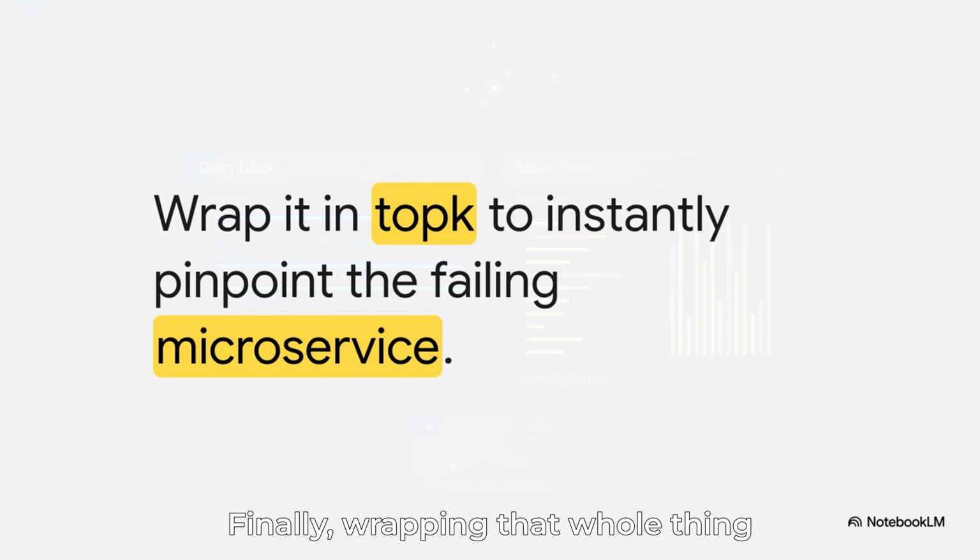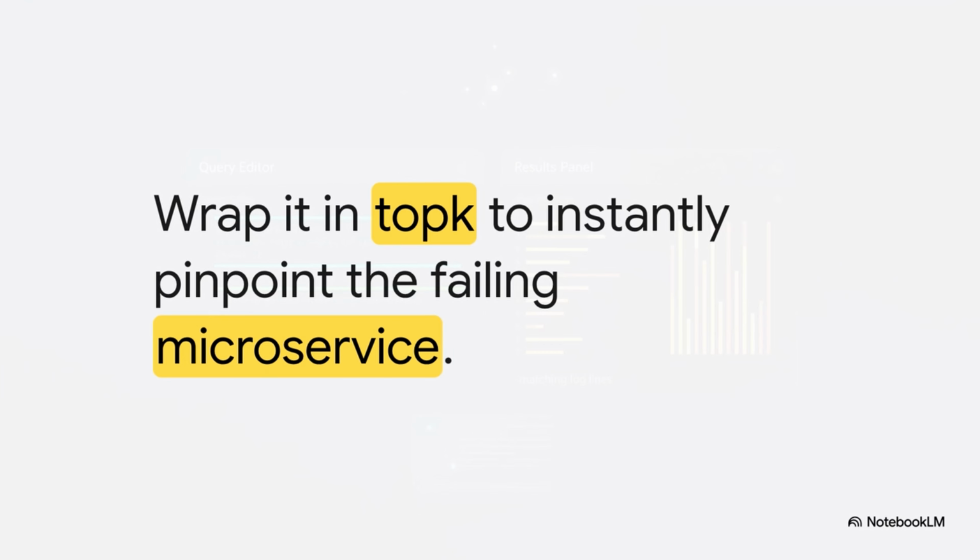Finally, wrapping that whole thing in TopK instantly isolates the checkout service as the definitive root cause of our massive 500 spike. Boom, right away, the checkout service spikes to the top of the graph. In just 4 logical steps, we went from a cluster-wide panic to pinpointing the exact failing microservice.